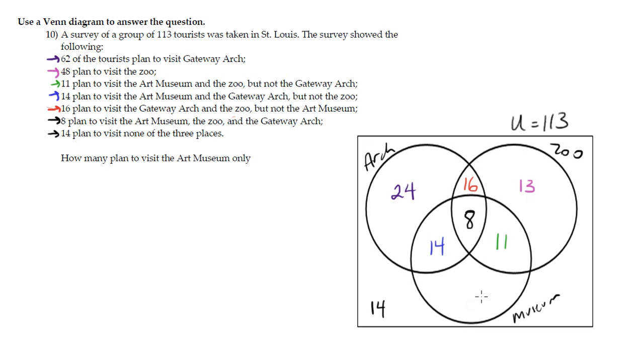The question is asking how many plan to visit the art museum only. This is what I'm trying to find. I'm trying to find this region here. So if I add up everything that I have and subtract it from 113, I should get that region. So let's add this up in a nice way. 54, 54 plus 14 is 68, 68 plus 8 is 76, 76 plus 24 is 100. So I've got 100 people that I know in here already. If I subtract that from the 113, there's 13 people that should be left in this region that visit the art museum only. Only 13 people.